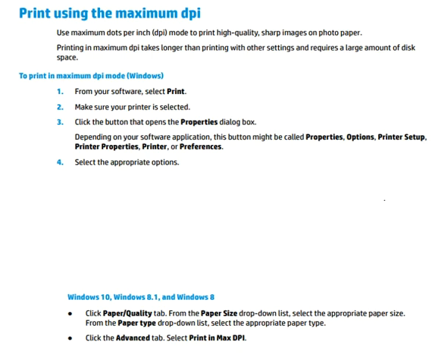To print in maximum DPI mode in a Windows device, there are various steps available. First, from your software select print. Second, make sure your printer is selected. And third, click the button that opens the properties dialog box. It is also known by these names. You can refer to the screen. And the last step, select the appropriate option. In Windows 10, Windows 8.1 and Windows 8, you can follow these steps.